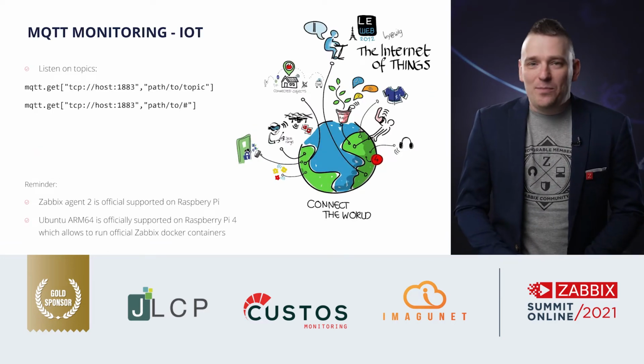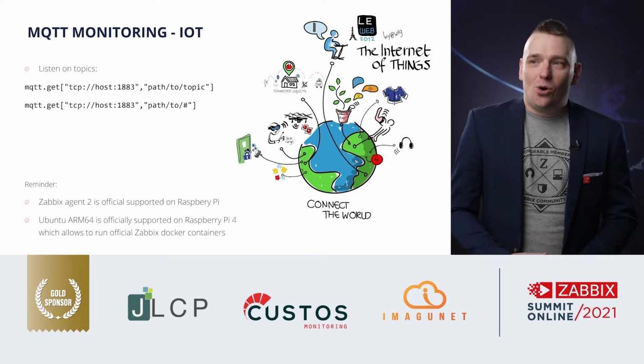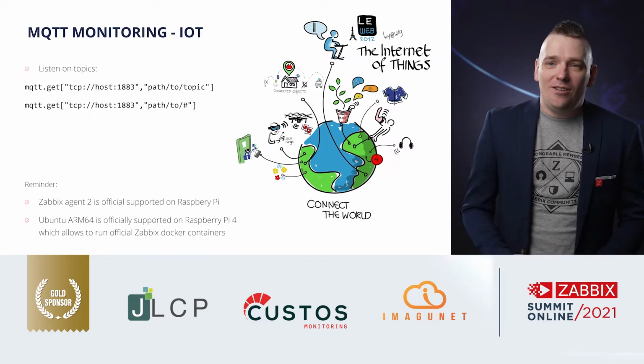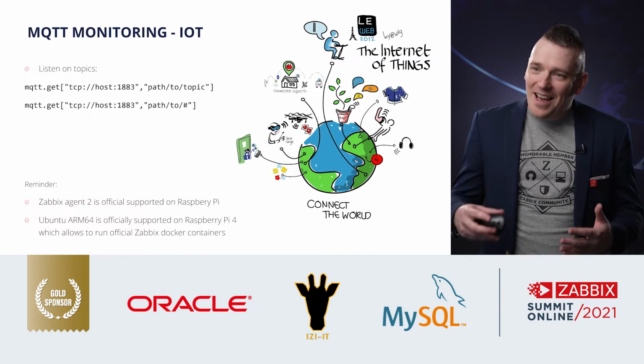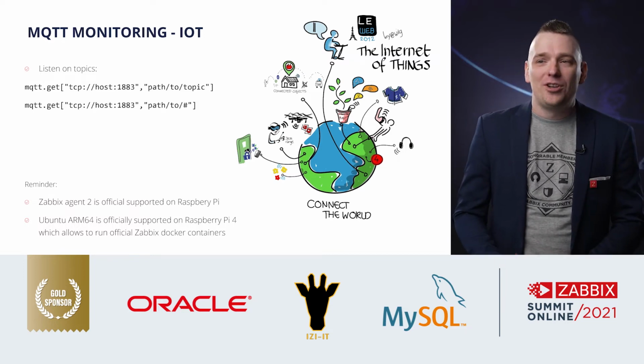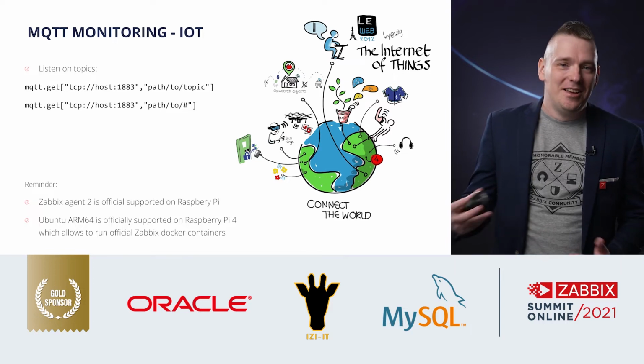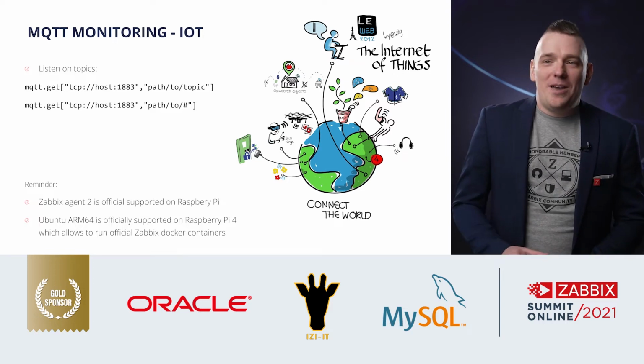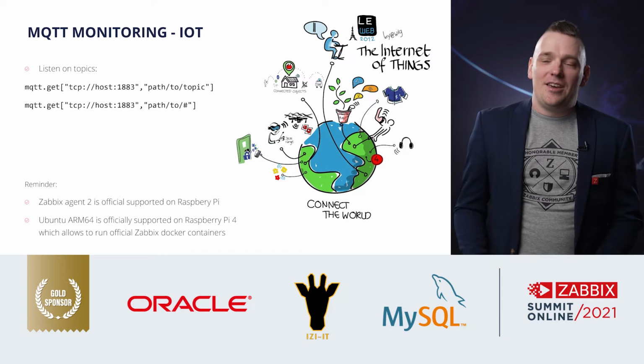Another thing, MQTT monitoring, or so-called Internet of Things. We all can have a big house, and this house has a lot of smart devices like a microwave or a fridge, and they can talk to each other.